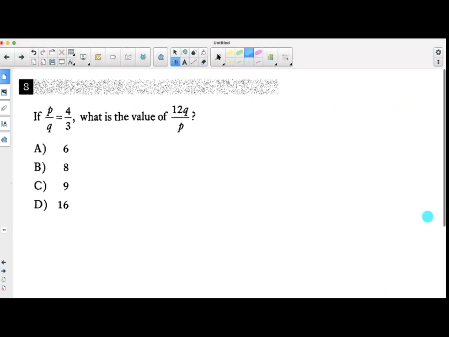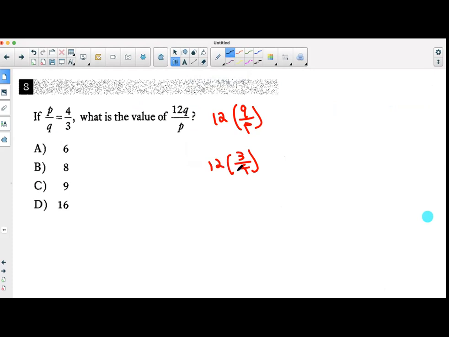So in case of number 8, as you can see, P over Q is 4/3. What's the value of this? Now, when you look at it, this is the same thing as 12 times Q over P. Wait a minute, guys. If P over Q is 4/3, what's Q over P? That's a reciprocal. So what I can do is 12 times reciprocal, which is what? 3 over 4. That's what I can do.